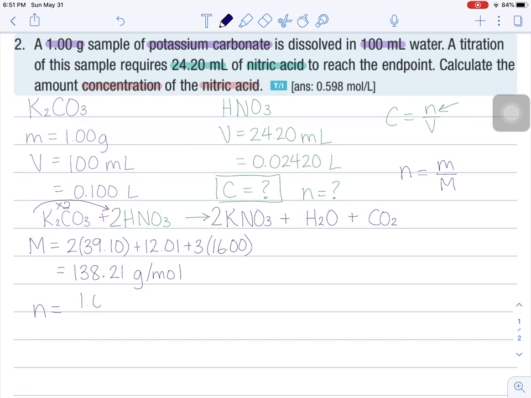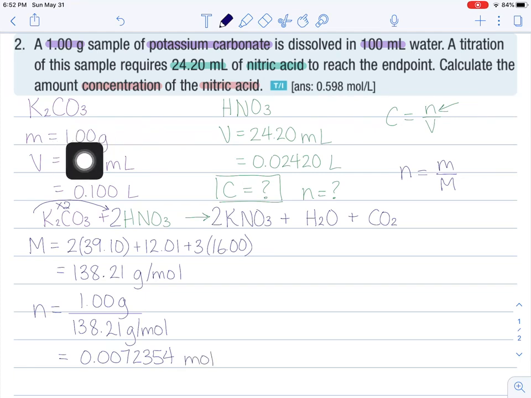So now that I know my molar mass of potassium carbonate, I can solve how many moles are in 1 gram of potassium carbonate. So my grams will cancel and my final answer will be in moles. So 0.007235, and I'm going to round there to 4 significant digits. So 1 gram of potassium carbonate is 0.007234 moles of potassium carbonate.